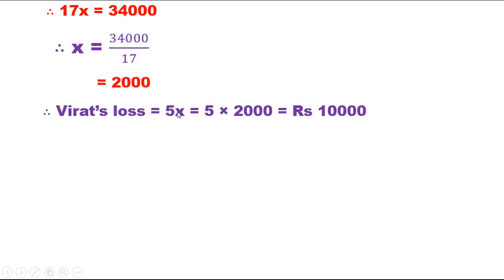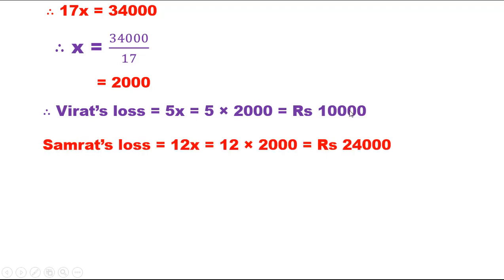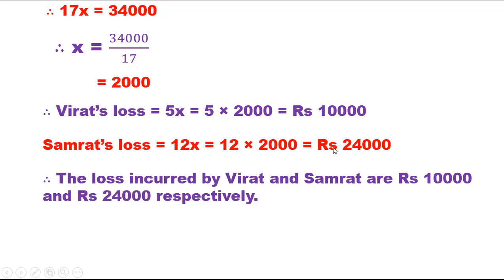Virat's loss is equal to 5x is equal to 5 into 2,000 is equal to 10,000, while Samrat's loss is equal to 12x is equal to 12 into 2,000 is equal to 24,000. The loss incurred by Virat and Samrat are rupees 10,000 and rupees 24,000 respectively.